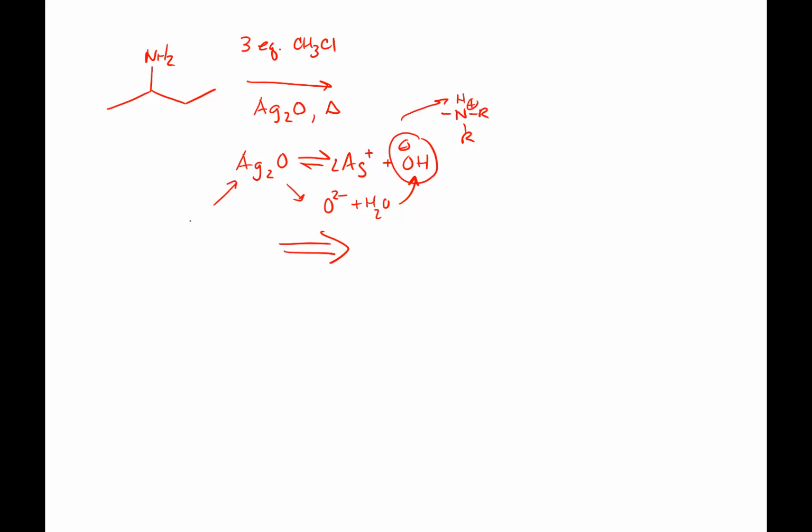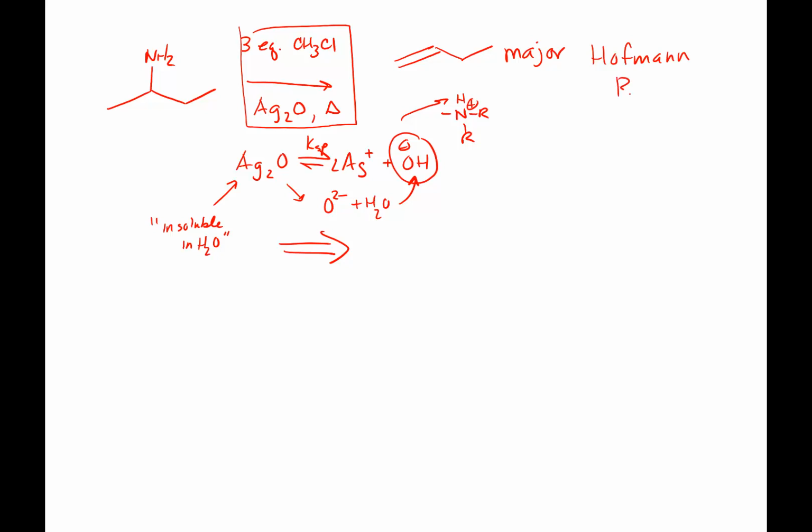Remember, silver hydroxide is basically, quote unquote, insoluble in water. Although it's really not, right? There's a Ksp value of solubility. And so if we just use a little bit of silver oxide, it produces hydroxide as we need it. The hydroxide reacts, it produces more, and so that allows us to do this reaction. So these would be the conditions for this reaction, and then the major product of this would be that, and this would be the Hofmann reaction.